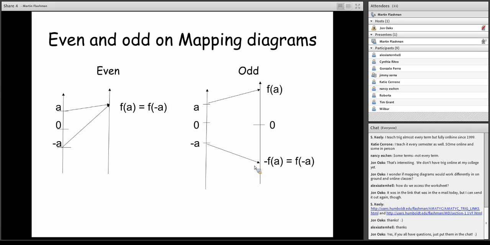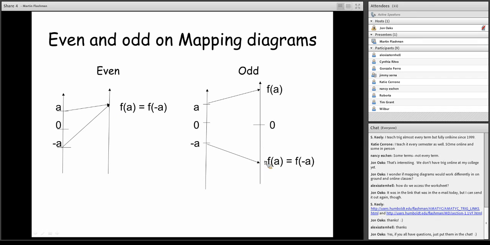Well, I'm running a little bit late on time here, so let me just point out that the equation for the even functions is that f of a should be the same as f of minus a. On the mapping diagram, that means that if you go up a or down a from the number 0, you'll get the same value on the target. So the symmetry here is in the fact that things that are symmetrically located with respect to 0 on the input give you the same value on the output.